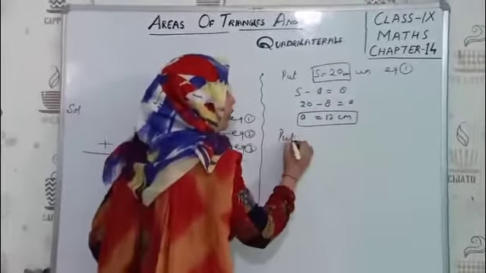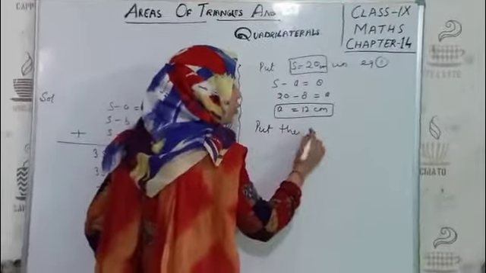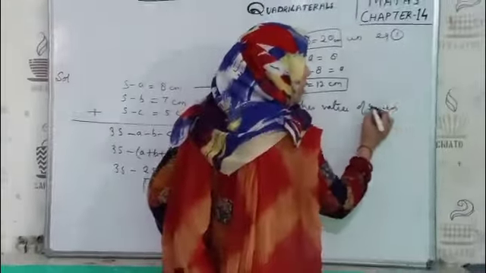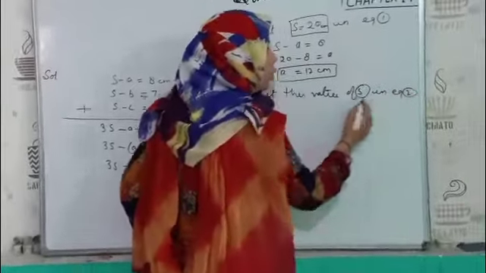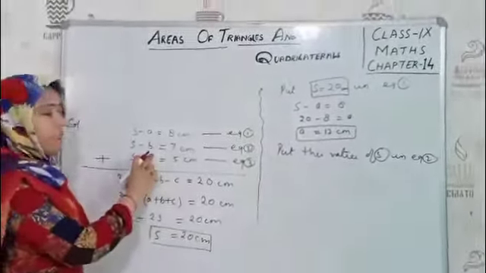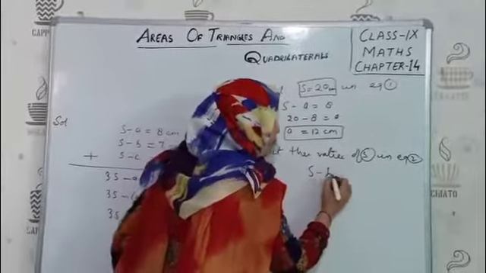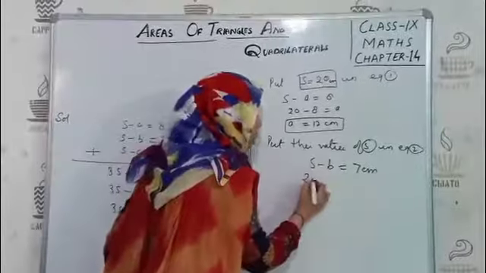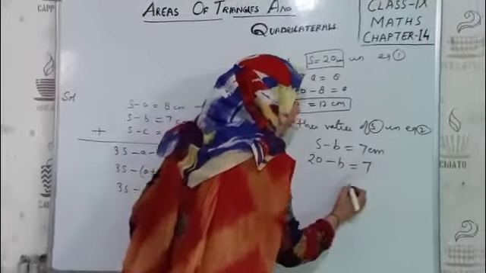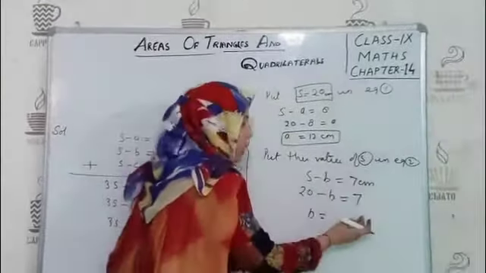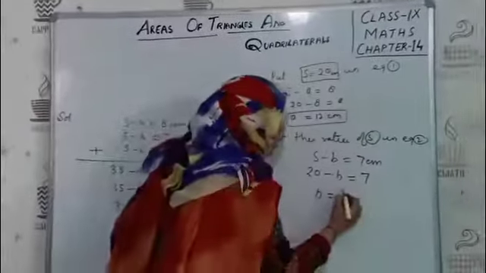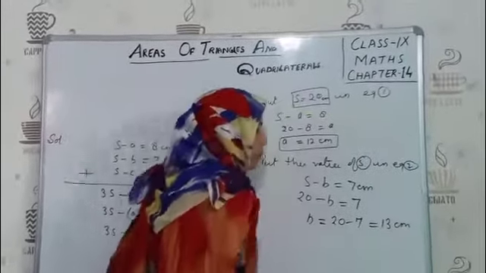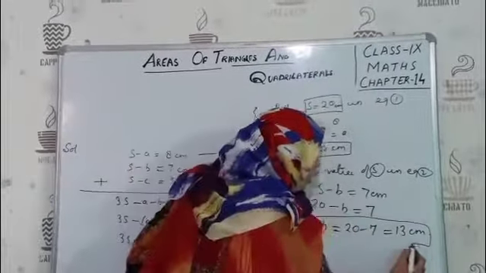Similarly, we will put the value of s in equation 2. Equation 2 was s minus b is equal to 7 centimeter. What is the value of s? 20 minus b is equal to 7. So b is positive, and 7 comes to the other side, so it will become negative. 20 minus 7 is equal to 13 centimeter. This is the value of b.